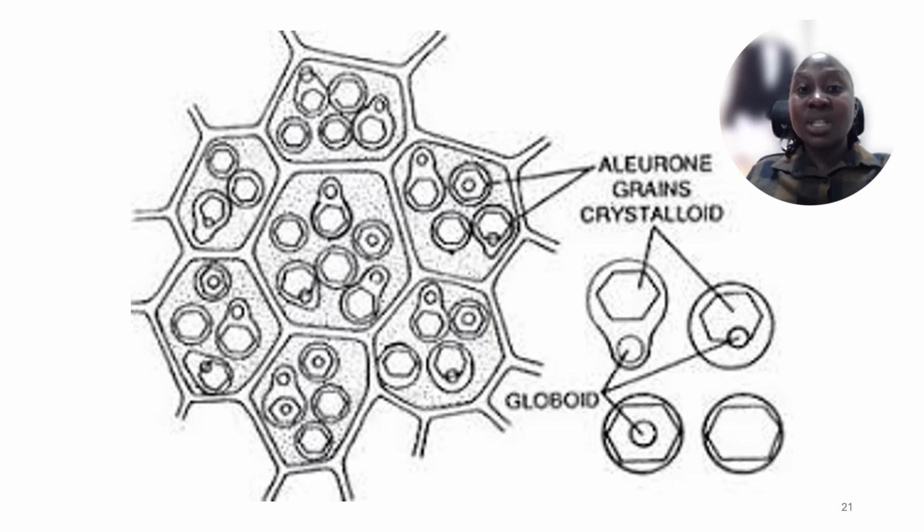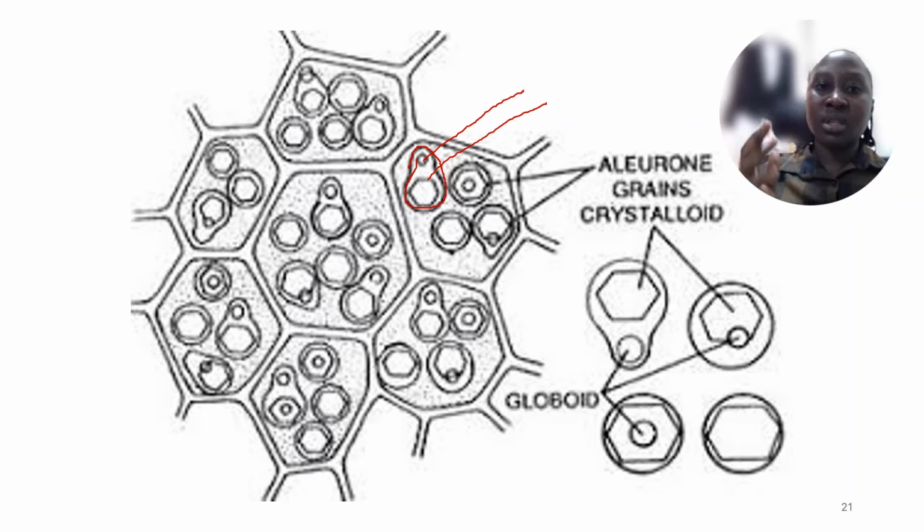So this is what I meant when I said about aleurone grains. These are plant cells. We have these protein bodies. This is an aleurone grain. Inside the aleurone grain, we find a globoid and a crystalloid. This is not always the case. For some species, it is just a ground mass, a protein body, without a globoid.